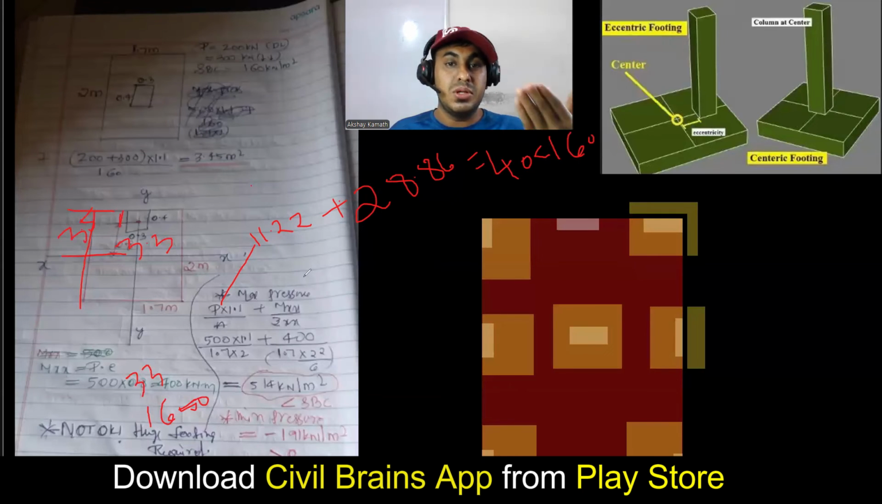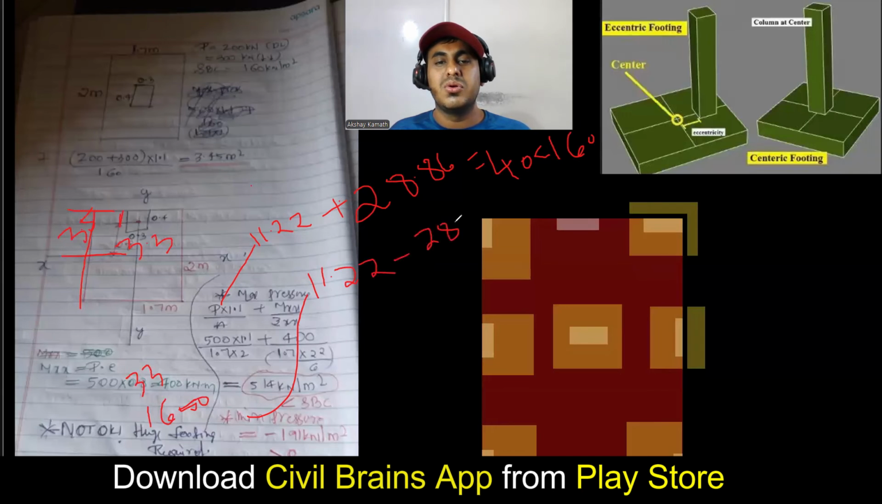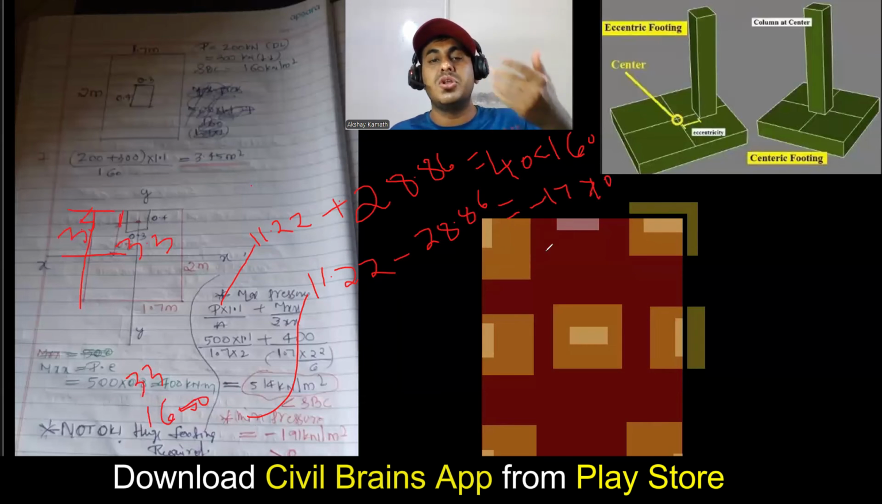Come to the minimum. So minimum, what will happen? Exactly this minimum: 11.22 minus 28.86. Since 28.86 is greater, obviously this will be negative. 11.22 minus 28.86 is how much? Minus 17. So again, minus 17 is not greater than 0. That means your minimum pressure is not satisfied. That means there is again uplift in your footing.